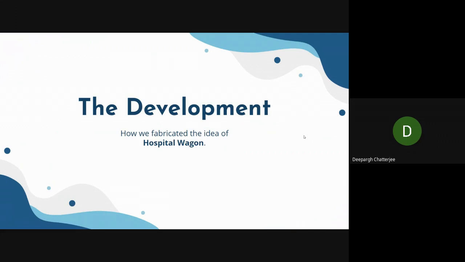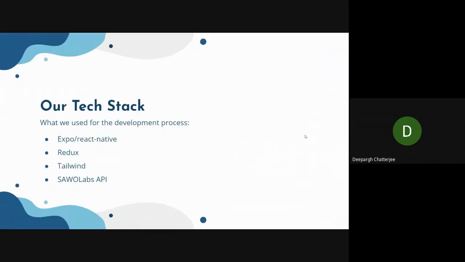Thank you, Supantha. Now, I'll be talking about the development, how we have fabricated the idea of Hospital Wagon. Next slide, please. Yes. So this is what we used in our tech stack. We used Expo, React Native, Redux, Tailwind, and SEO Labs API. Expo is basically a framework and a platform for universal React applications. It is a set of tools and services built around React Native and native platforms that help you develop, build, deploy, and quickly iterate on iOS, Android, and web apps from the same JavaScript and TypeScript codebase.